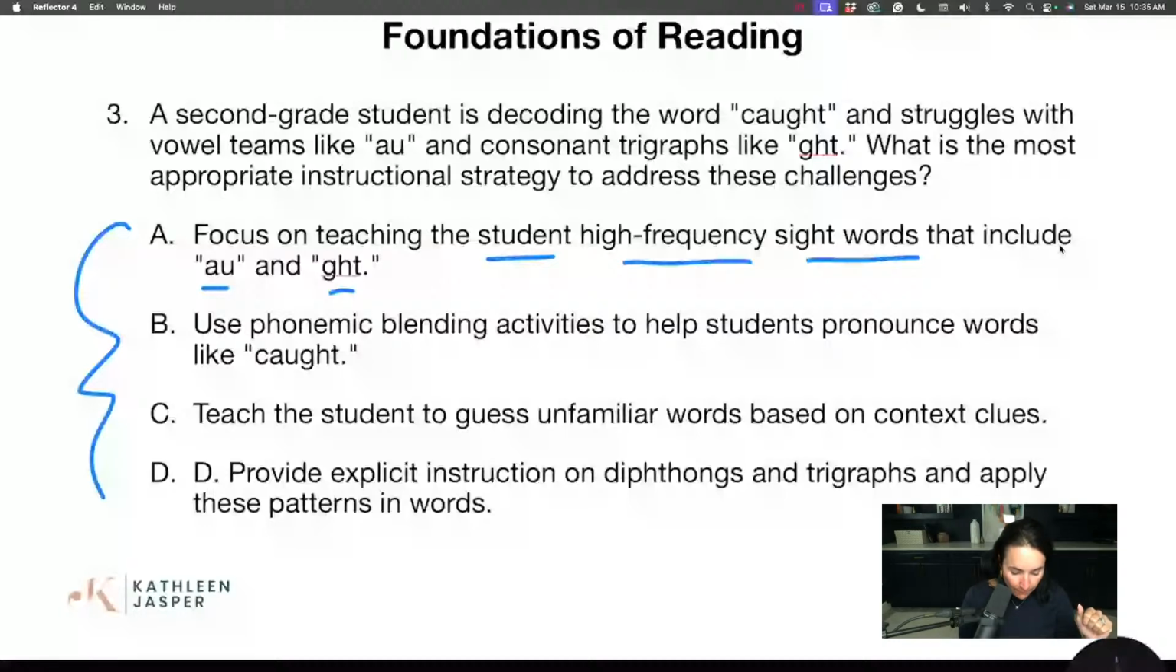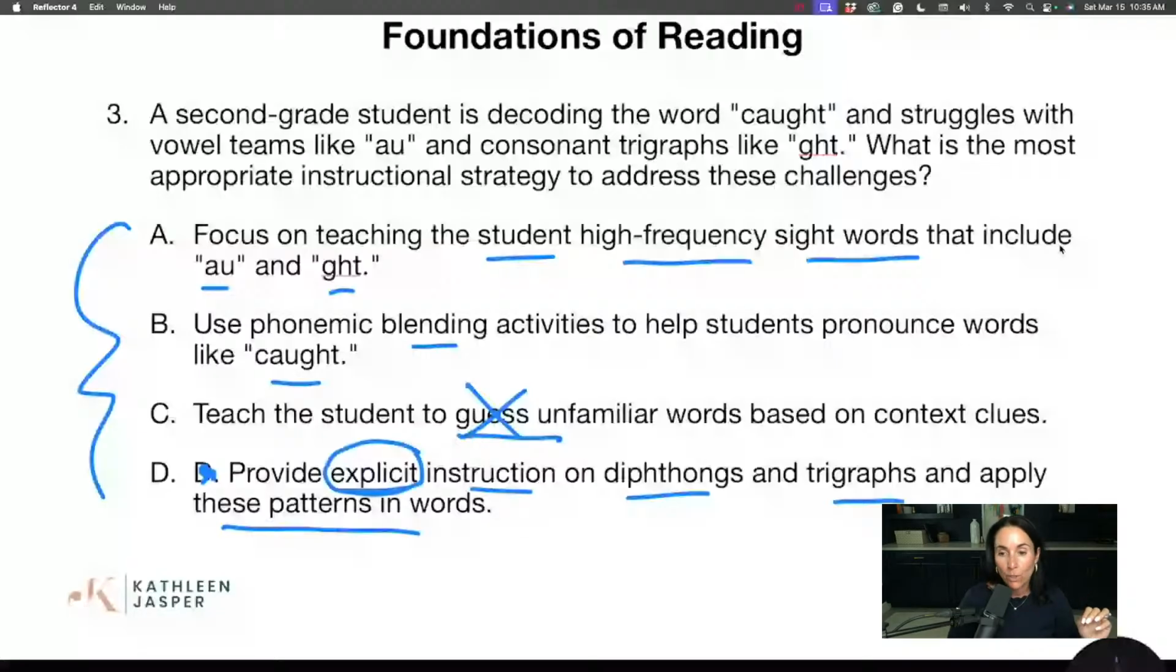B, use phonemic blending activities to help students pronounce words like caught. Phonemic blending for caught? I don't know. C, teach the student to guess. Nope. Guess is out. We're not guessing. We need to understand. D, oops, I put in an extra D there. Provide explicit instruction on diphthongs and trigraphs and apply these patterns. This word here, good word on the exam.